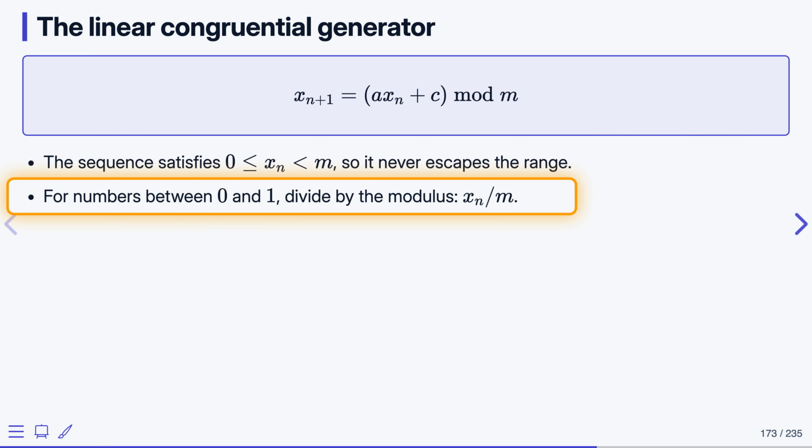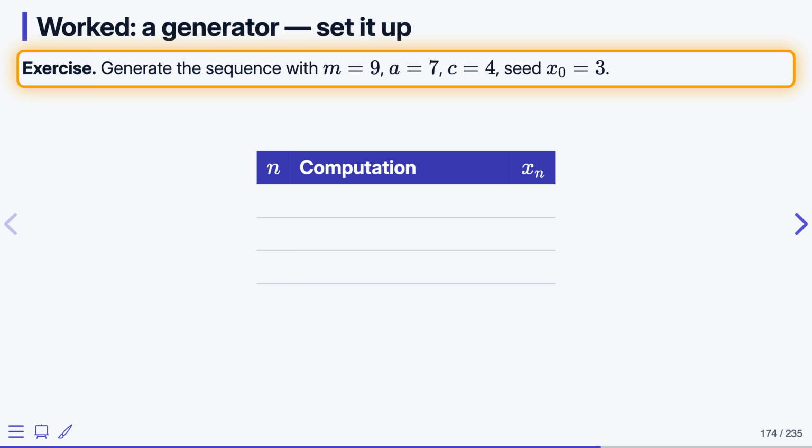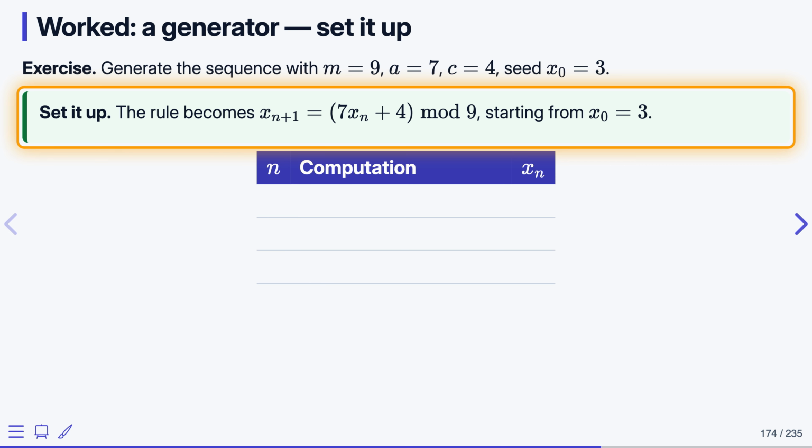Second, if you want numbers between 0 and 1, as most simulations do, just divide each output by the modulus m. Let's work an example. We choose modulus 9, multiplier 7, increment 4, and seed 3. So the rule becomes x sub n plus 1 equals 7 times x sub n plus 4 mod 9. We start with x0 equal to 3.